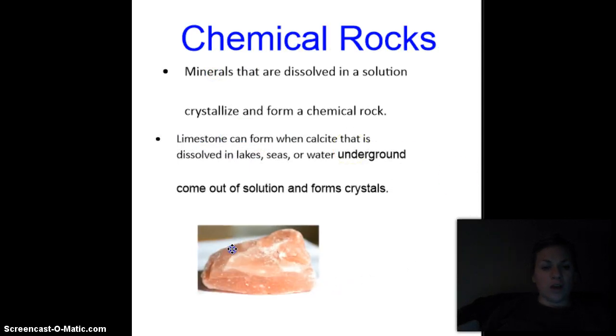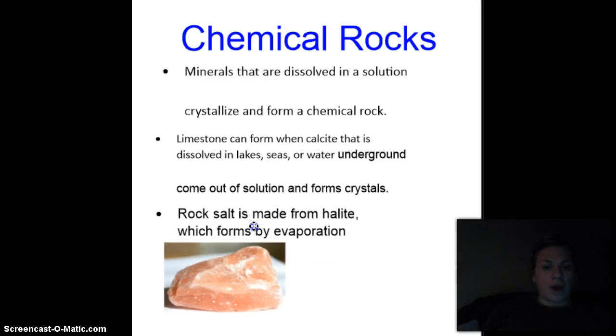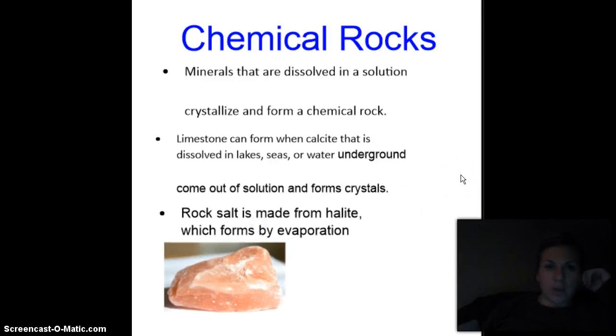So that is how we're going to get rock salt. Rock salt is made from halite, and it forms by evaporation of all this water. Evaporation of the water leaving behind the halite. It's kind of a cool thing. A lot of restaurants use rock salt. That big black rock on my desk, go ahead, lick it. It's salt. It came from the salt mines in Kansas. So once again, you've got some more minerals right there in the Midwest.